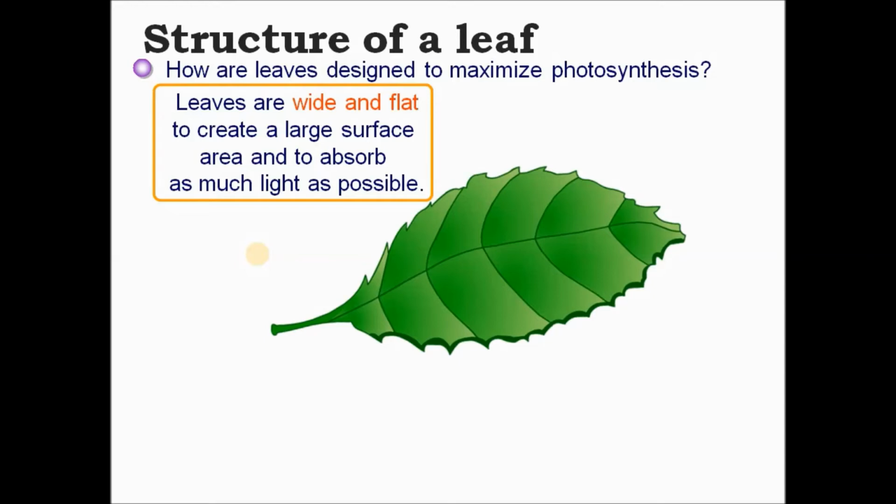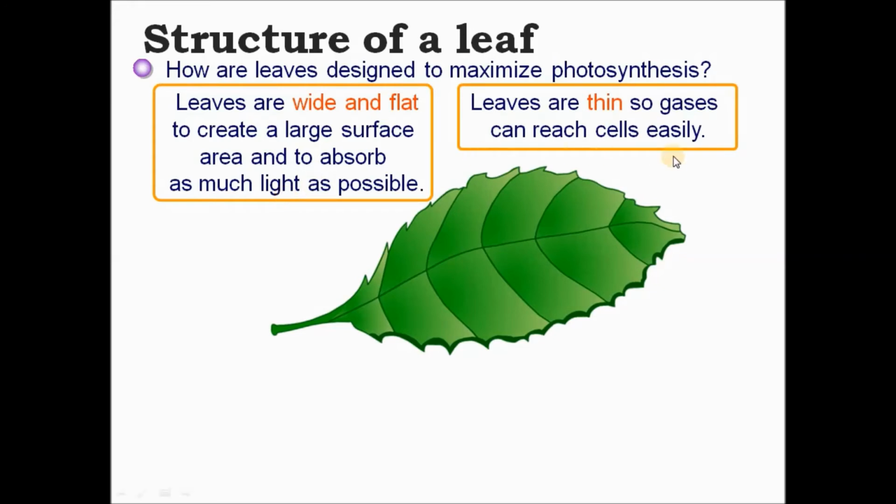The leaves are made wide and flat to create a large surface area, and the larger the surface area, the more place they are going to get for the absorption of the light energy. Then leaves are thin so that gases can reach the cell easily. If you compare the other parts of the plant with the leaf, you will find the leaves are very thin. This is because gases like carbon dioxide, which is very essential for the photosynthesis reaction to take place, have to enter into the plant. Therefore the leaves are thin.